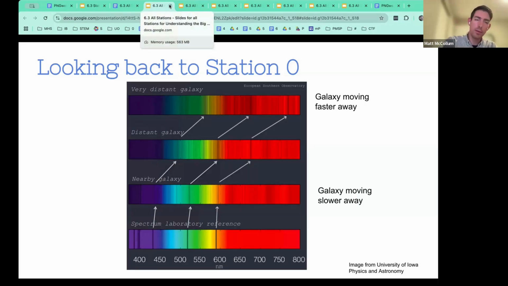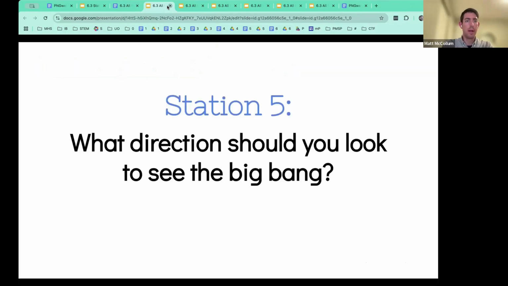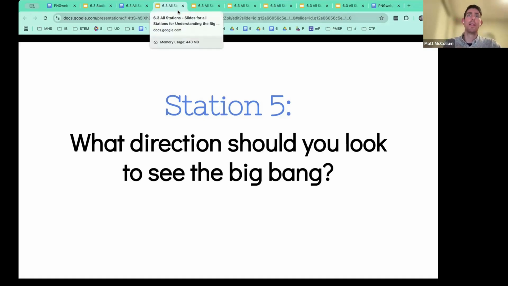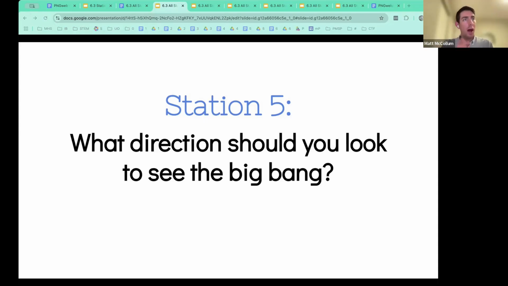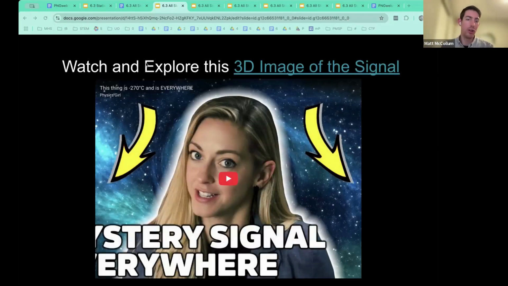Station 5 actually, I don't think it's worth showing the video. But what direction should you look to see the Big Bang? That one tails right on Station 4 and the video that we just watched. It goes through the story of how the cosmic background radiation was detected, and how looking out into space we are detecting this. And so there's a good video from Physics Girl of what is going on and where you should look to see the Big Bang. So yeah, that's a good one that bridges that.